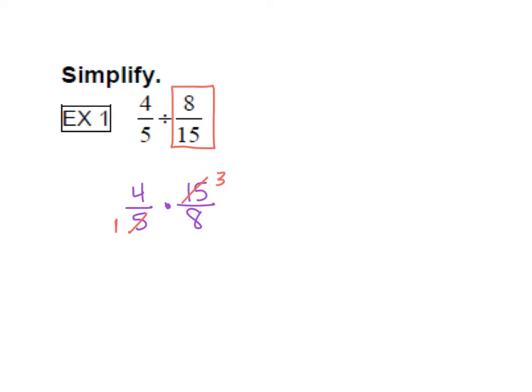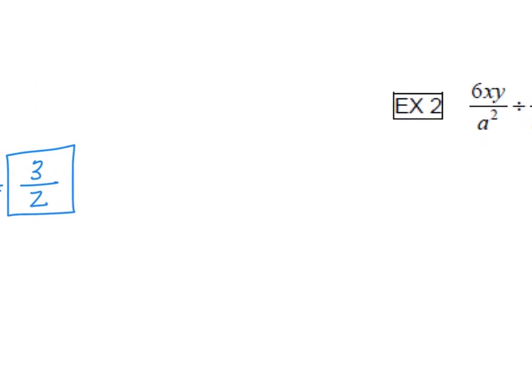And then I notice with the 4 and the 8, I can divide those both by 4. 4 divided by 4 is 1, 8 divided by 4 is 2, and then we just multiply our leftover numbers. We have a 1 and a 3 on top, so that is 3 over 1 times 2 in the bottom is 2. And we have a reduced fraction of 3/2. So that's just a basic example with just your regular old fractions.